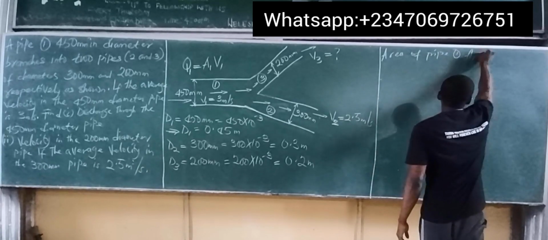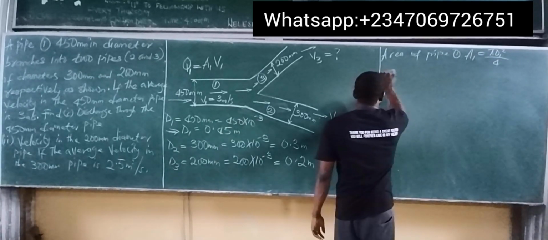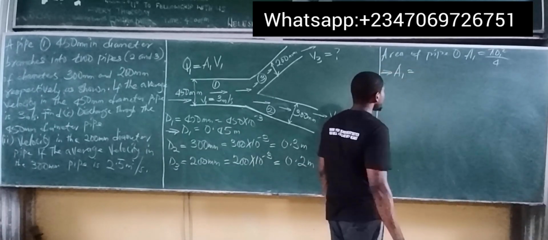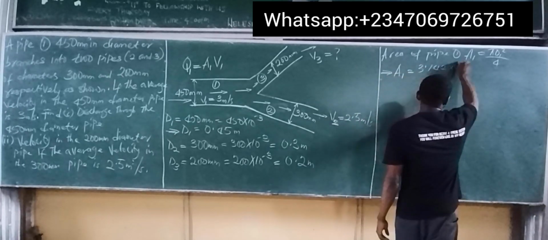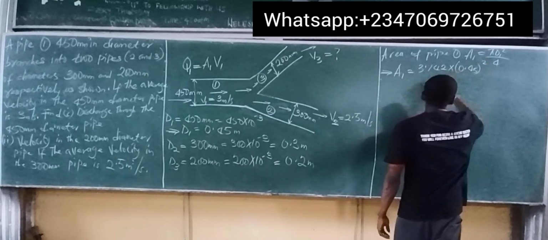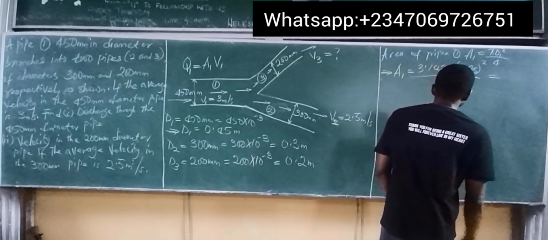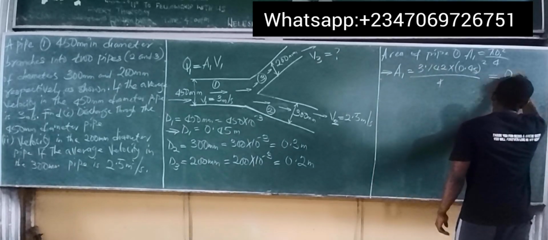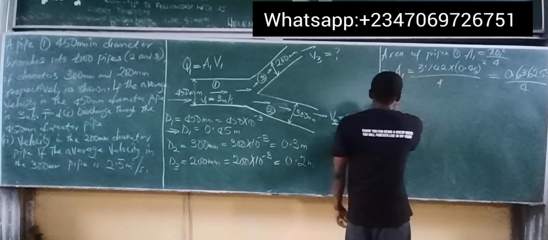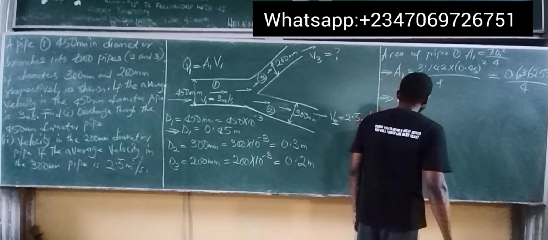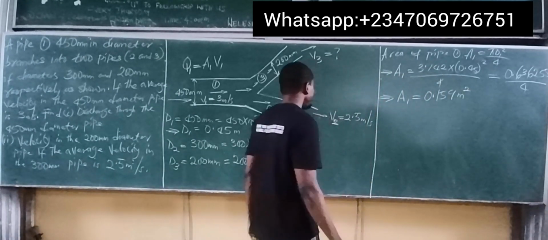Okay, A1 is equal to pi diameter 1 all squared divided by 4. So this simply implies that A1 is equal to pi, a constant value, 3.142, multiplied by the diameter of that section, 0.45, all squared, divided by 4. We compute 3.142 multiplied by 0.45 squared. That gives us 0.636255, divided by 4. So this simply implies that area 1 is equal to 0.159 meter squared. So this becomes the area of pipe 1.